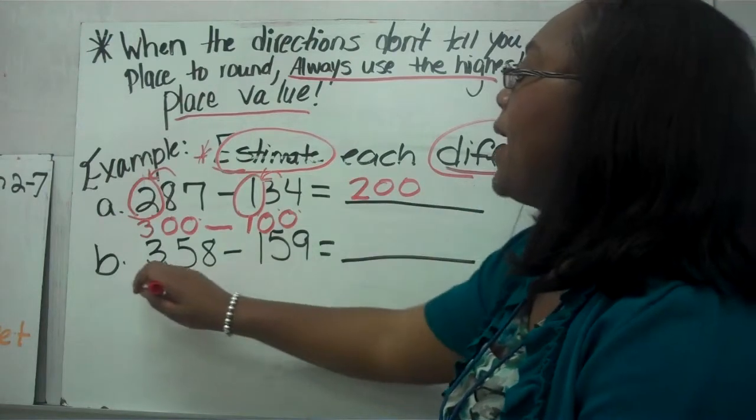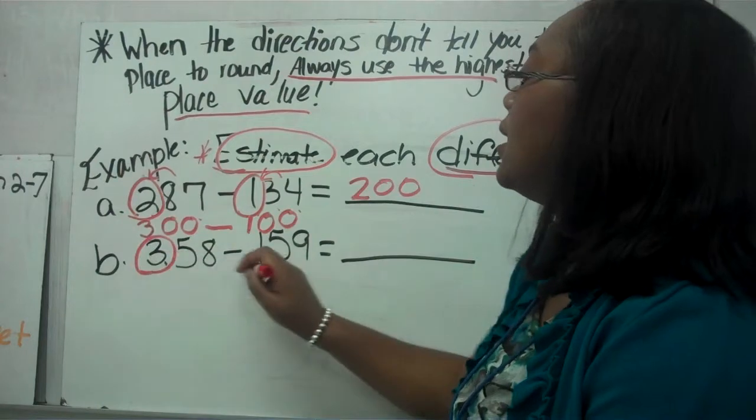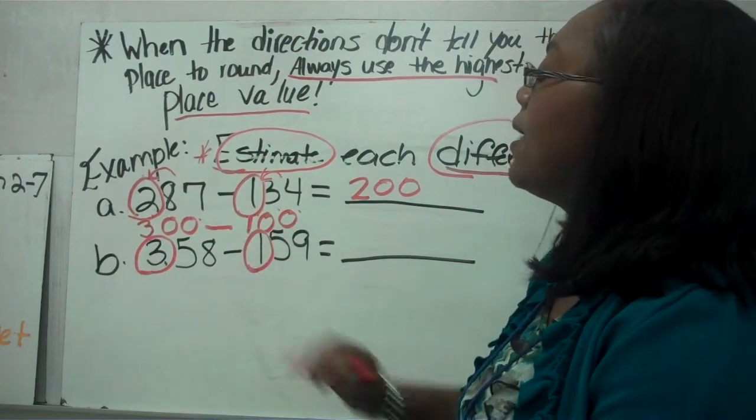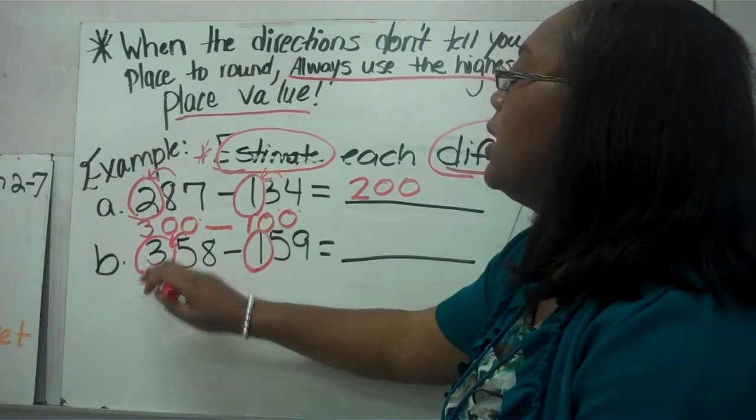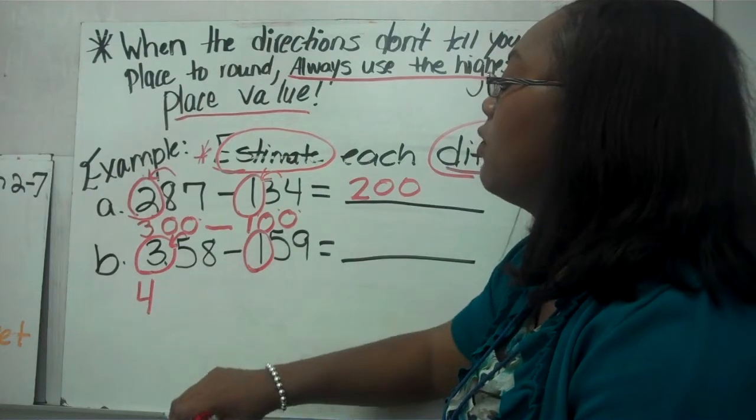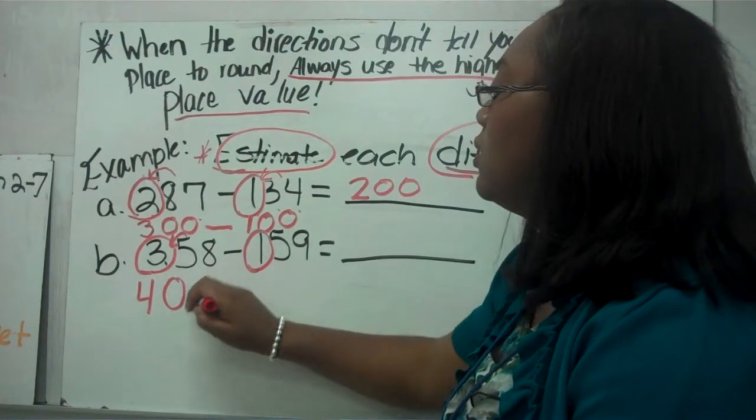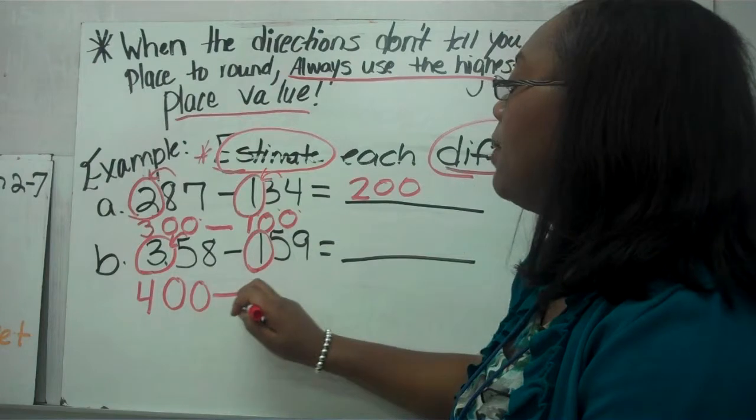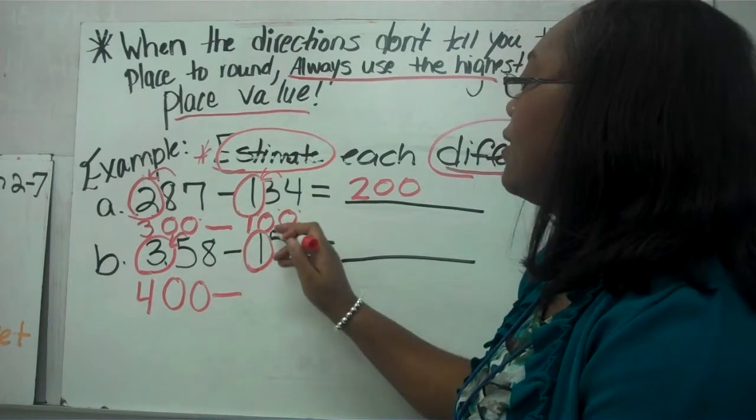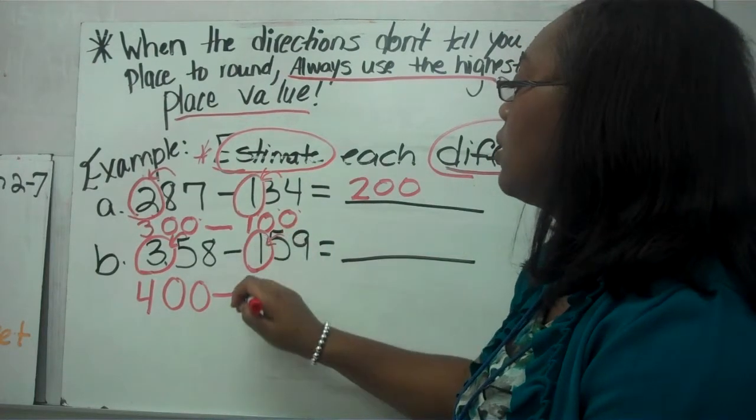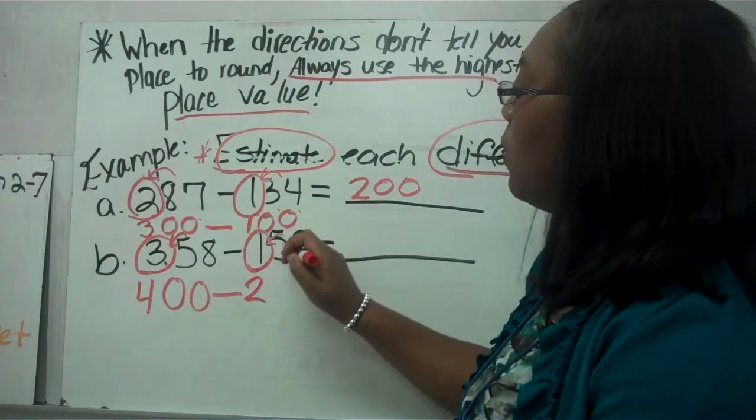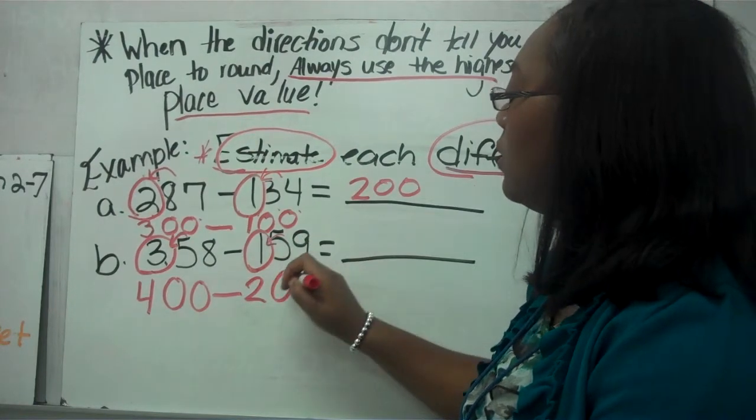Okay, again, my highest place on B is my hundreds place. The 5 is going to tell the 3 to go up or soar up to a 4. And I'm going to add 2 zeros. Keep my same math operation. This 5 is telling that 1 to soar up to a 2. And I've got 2 zeros.